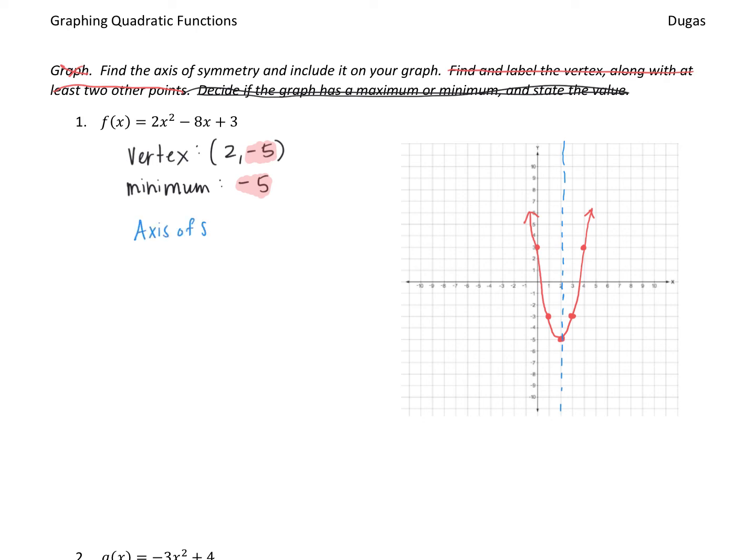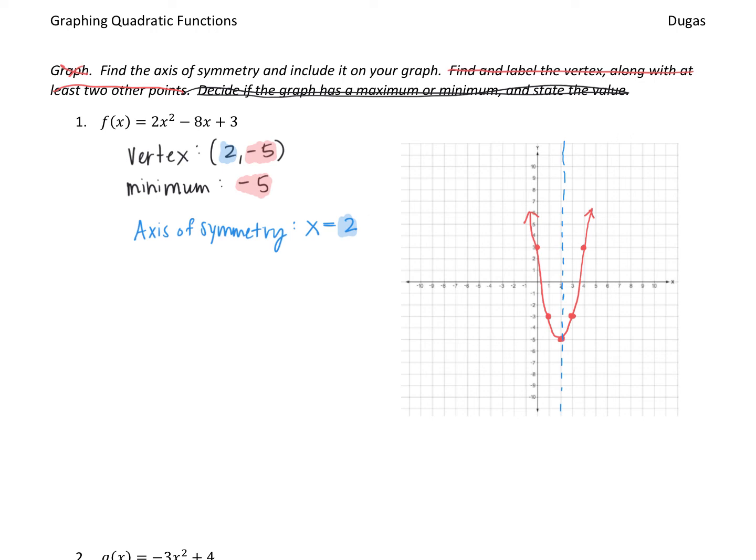So the axis of symmetry should always be written as an equation, and it's always x equals, and again, it's where it crosses the x-axis, so x equals 2. Notice that this value is the same as the x value of the vertex. That's also always going to be the case.